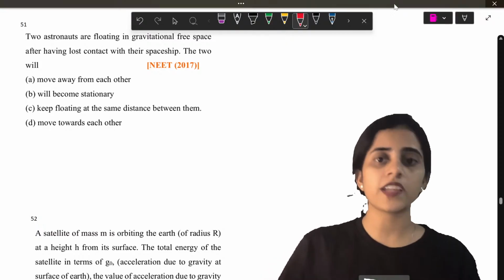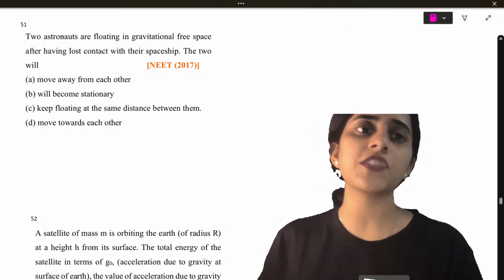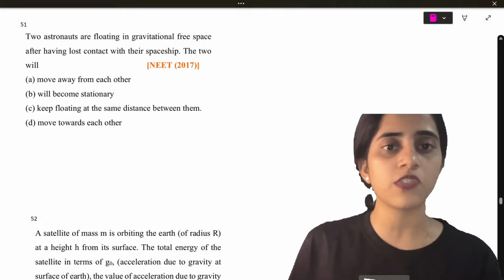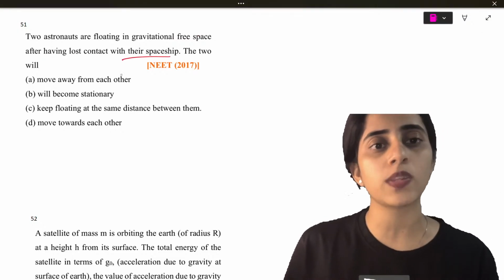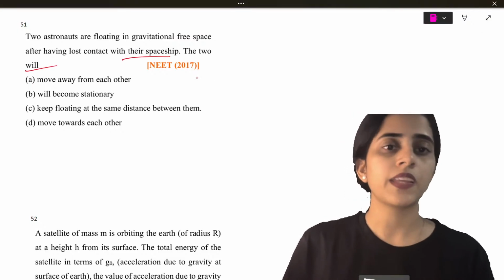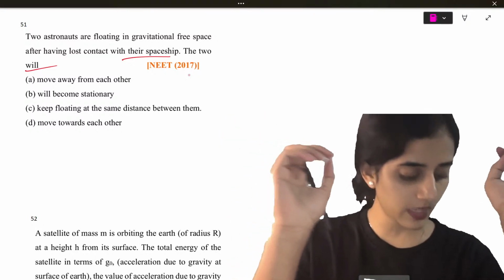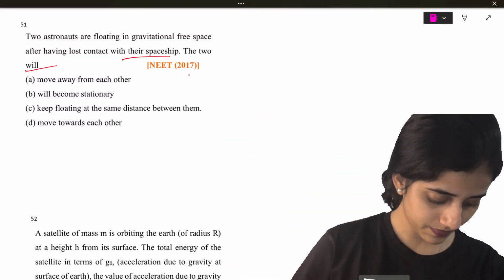Okay, let's move on to the next question. This is also a very easy question. Two astronauts are floating in gravitational free space after having lost contact with their spaceship. The two will, see, they have gravitational force between them. So how should they move?